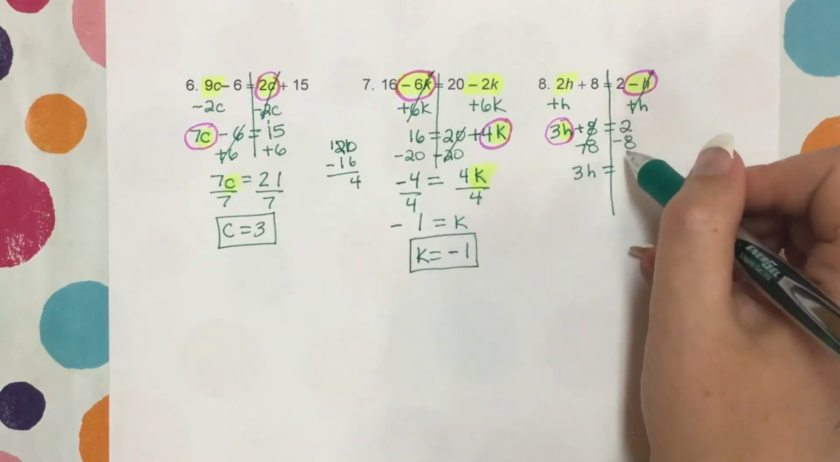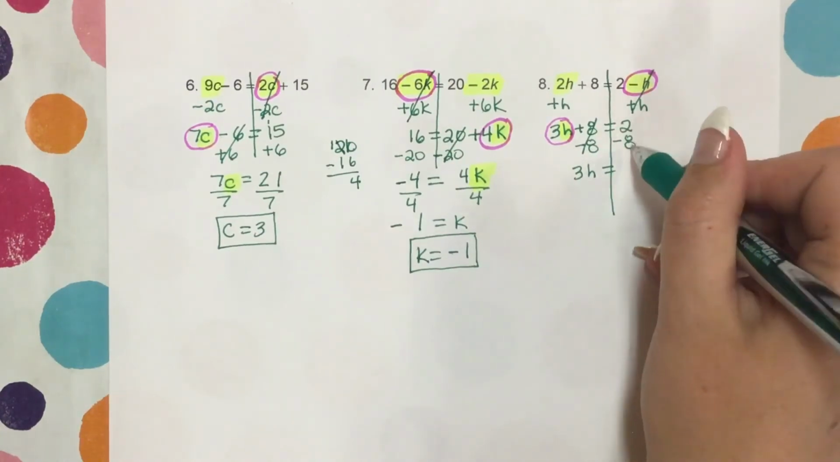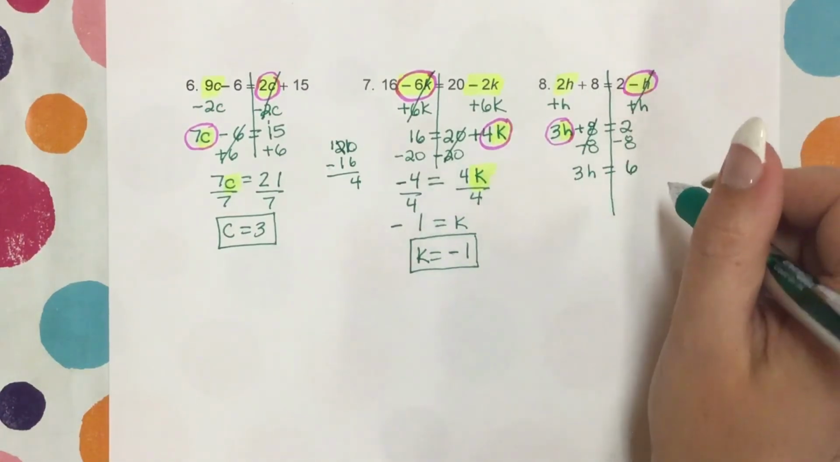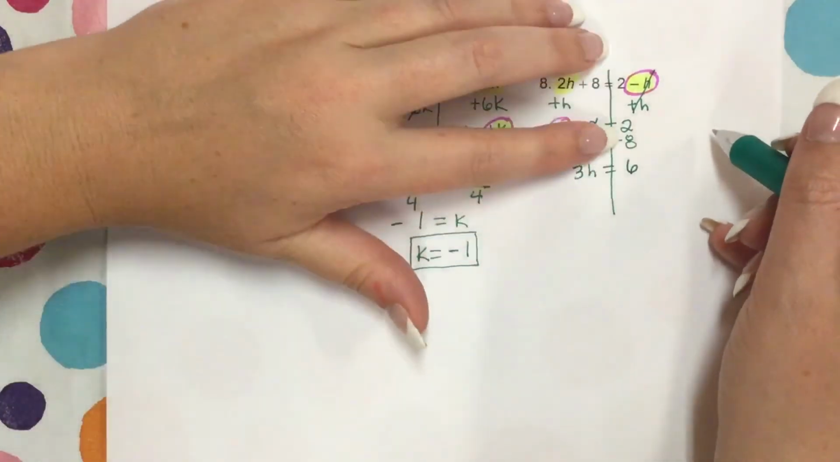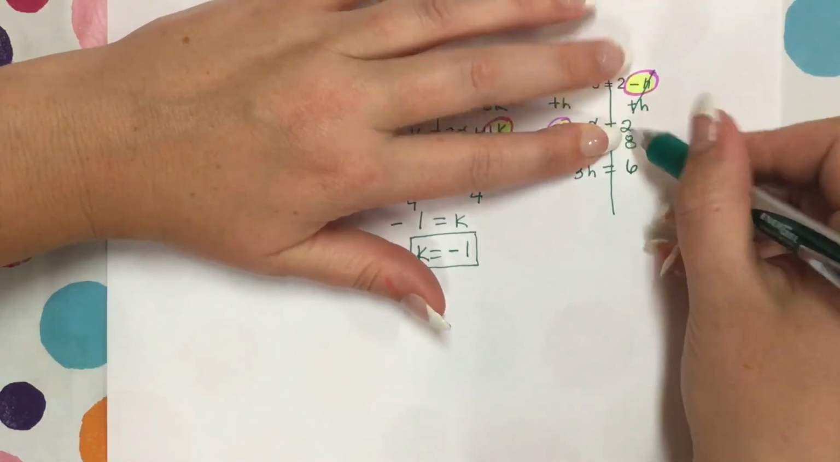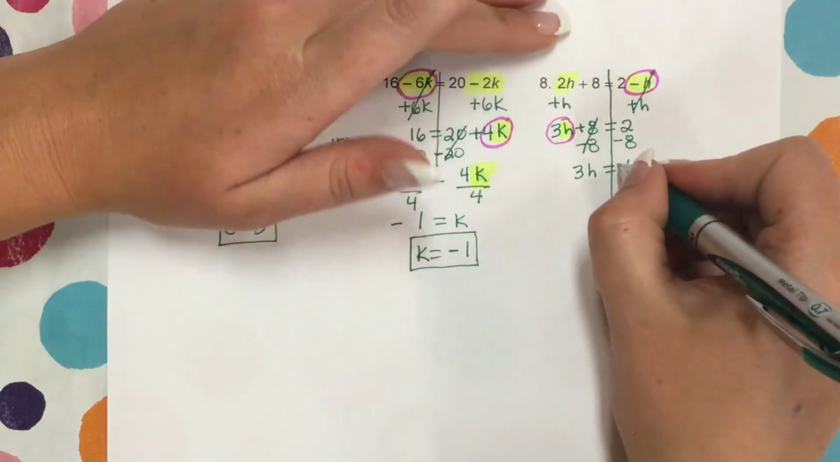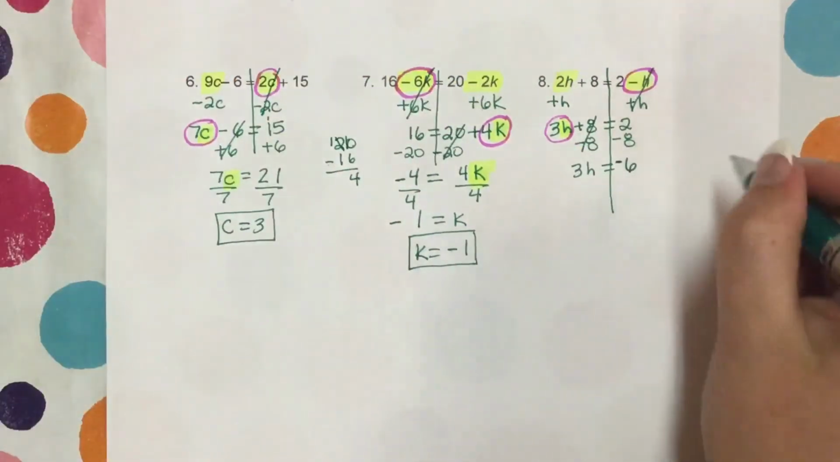The signs are different. So we have to take the difference. The difference between 8 and 2 is 6. Now we just need to figure out if it's a positive or a negative. So I'm not going to look at the signs. I just look at 8 and 2. What's the bigger number? 8 is bigger and 8 is negative. So that means our answer is going to be a negative 6.